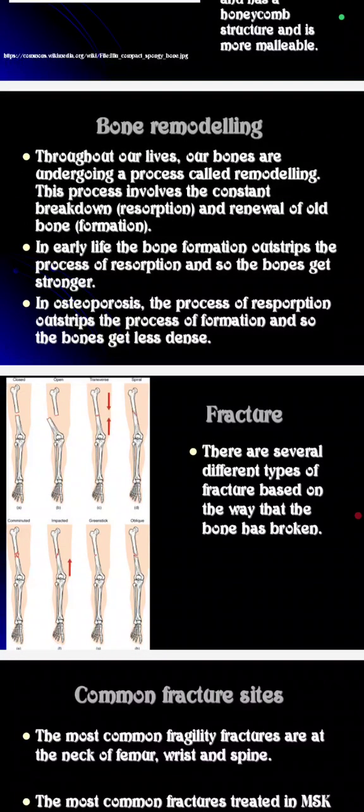The bone remodeling phase. Throughout our life, our bones are undergoing a process called remodeling. This process involves the constant breakdown, resorption, and renewal of old bone with new bone formation. In early life, bone formation outstrips the process of resorption, and so the bone gets stronger. In osteoporosis, the process of resorption outstrips the process of formation, and the bones get less dense.